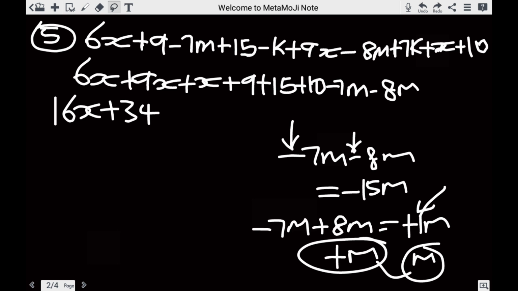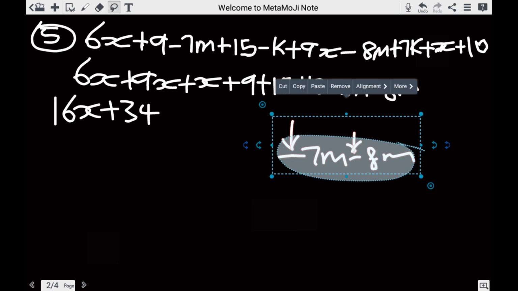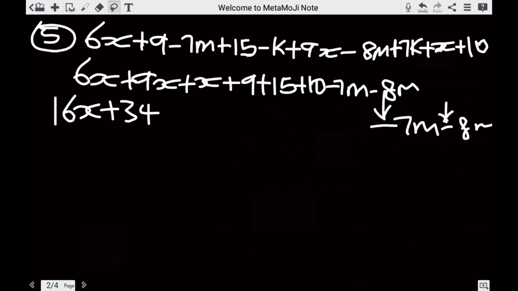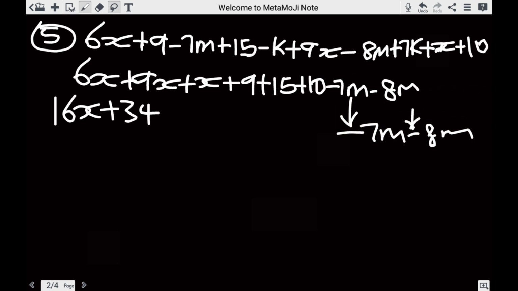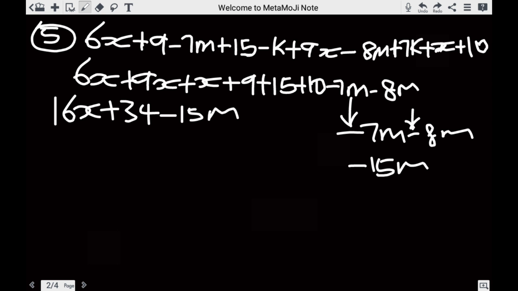So let me clear off everything here. But I'm going to somehow save this. Maybe I should put it backward. So now the answer will be minus 15m. Put your minus 15m here. So now, do you think that this is the answer? Yes, that is the answer.